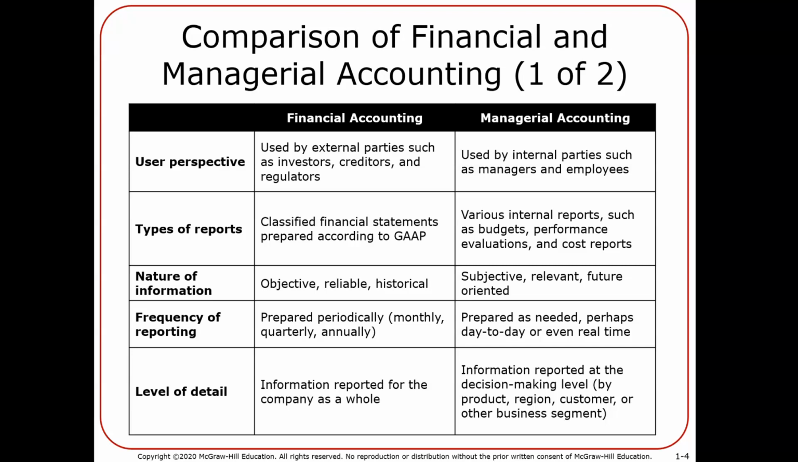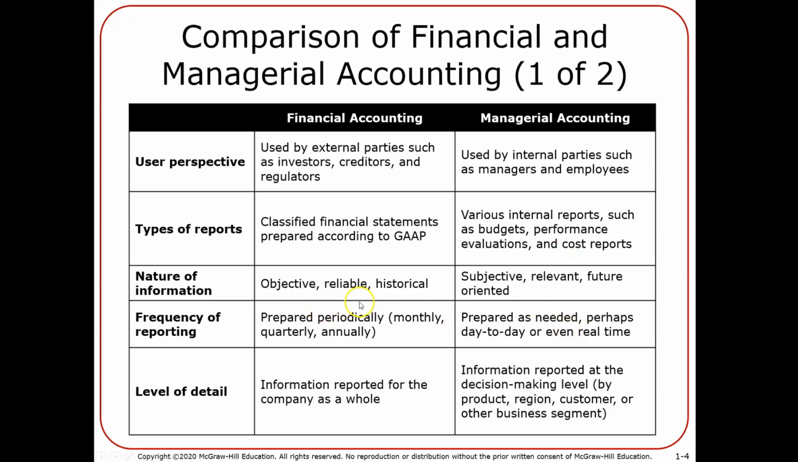If you compare the two, financial accounting and managerial accounting, the biggest difference is financial accounting is used by external parties, while managerial accounting is used by internal parties. The plus side to that is we don't have to follow GAAP. If you remember from financial accounting, part of what made that class so hard was that we had to follow GAAP. In managerial accounting, we basically can do whatever we want. We can come up with various internal reports like for budgeting, for performance evaluations, cost reports, all kinds of things.